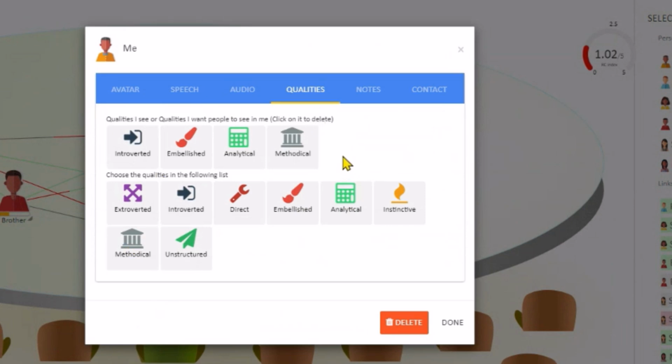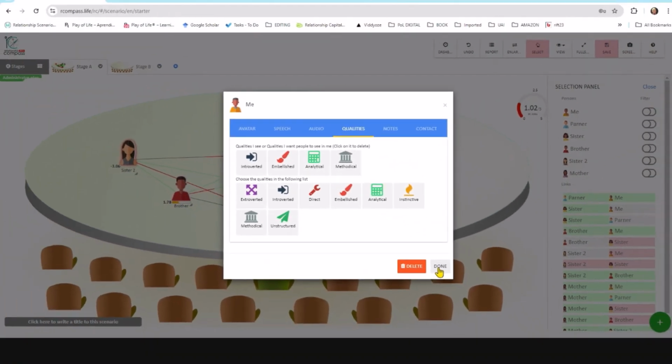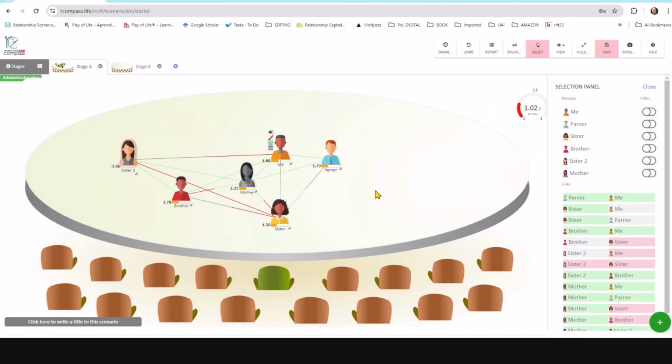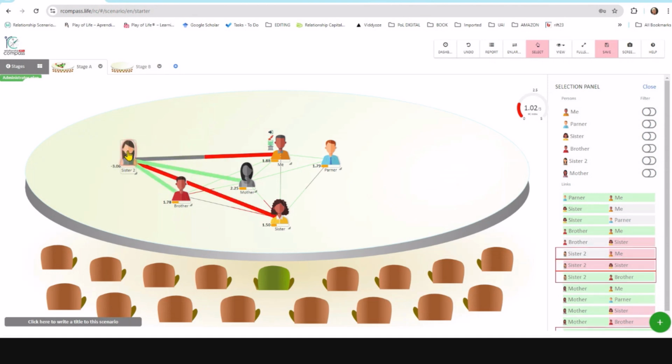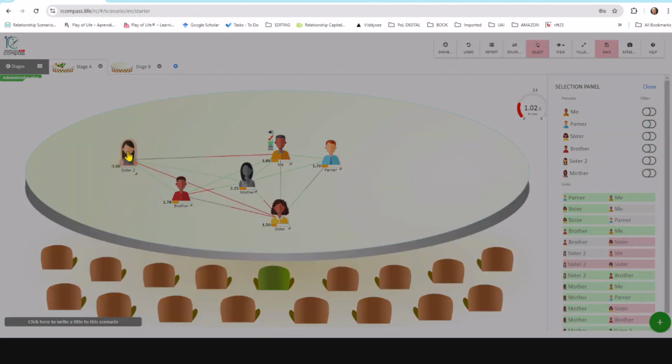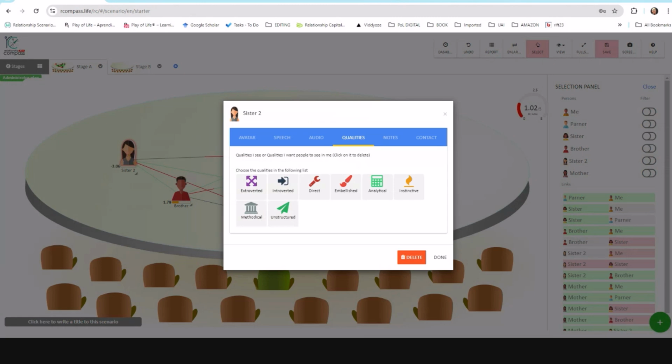So that gives you a type of you. And sometimes we have problems with other relationships because we are different. So let's talk about one that you have not a good relationship with, for example, your sister. Let's look at her. Is she extroverted or introverted?